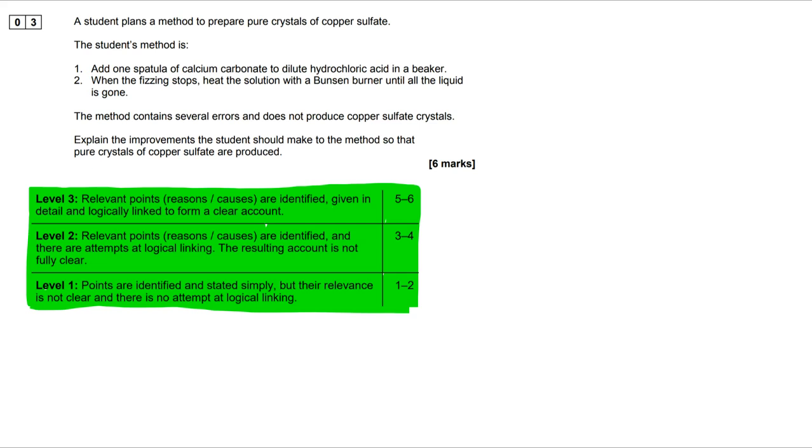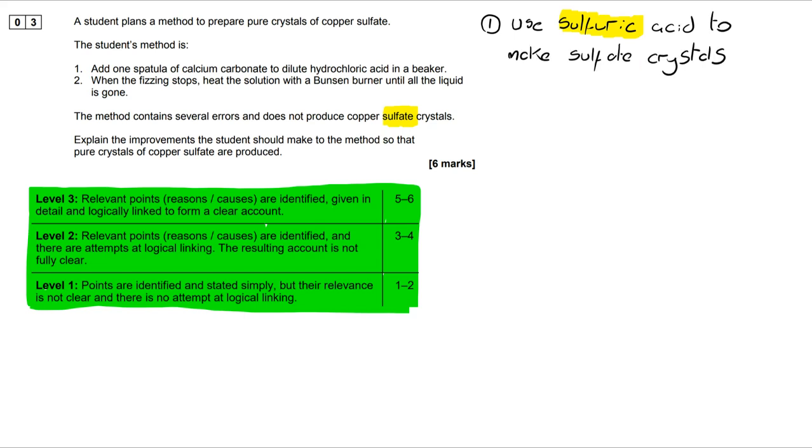So we're going back to one of the required practicals that you will have attempted within school. It's then about going through and trying to work out where the person who wrote that method has gone wrong. So, in the first instance, we're making copper sulfate, but they talk about adding hydrochloric acid. Now, hydrochloric acid would make a chloride salt. So we use sulfuric acid to make sulfate crystals.